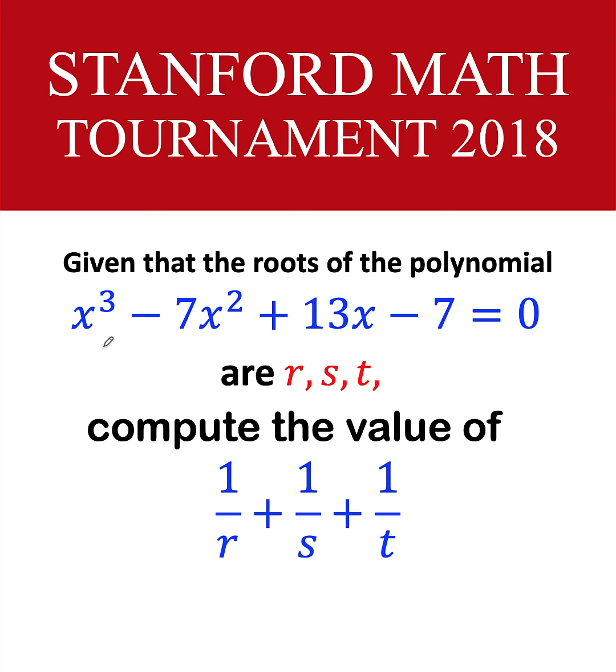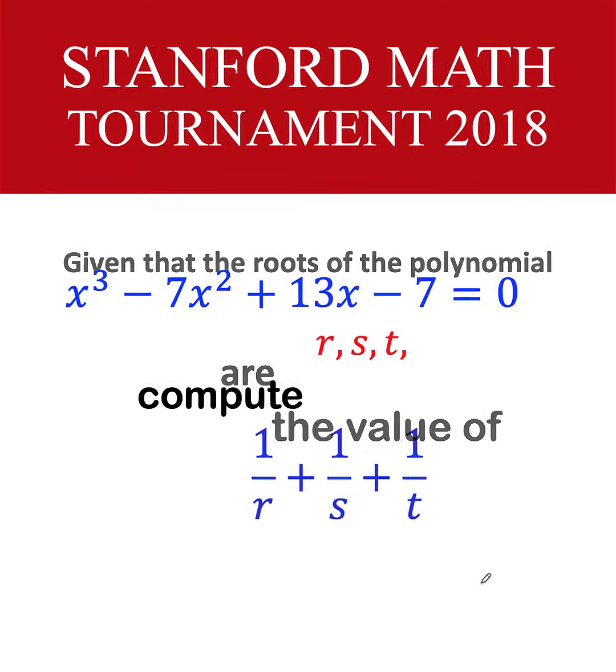Here's the problem. Given that the roots of the cubic polynomial x cubed minus 7x squared plus 13x minus 7 equals 0 are r, s, and t, compute the value of 1 over r plus 1 over s plus 1 over t. You can pause the video and see if you can solve the Stanford Math Tournament problem.